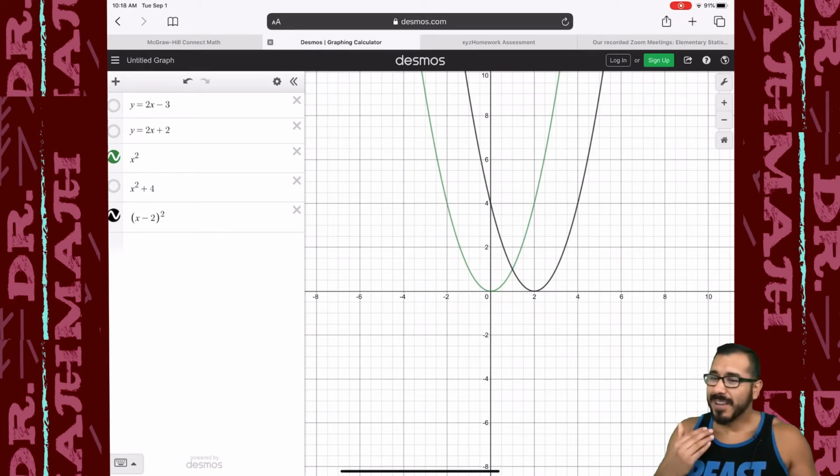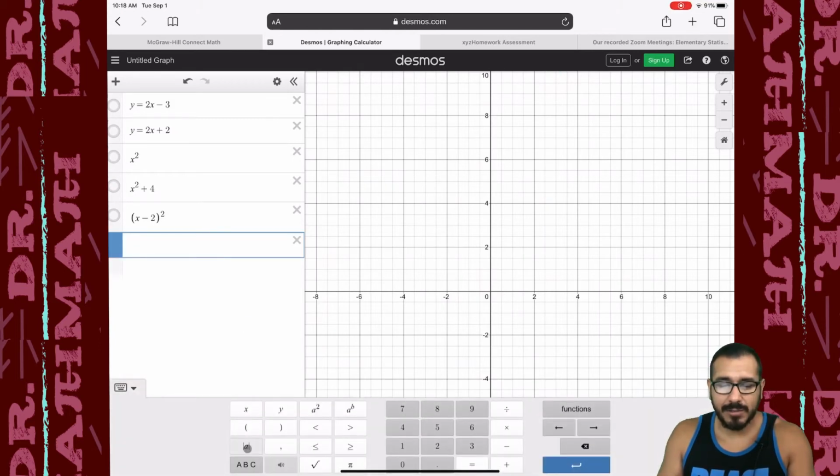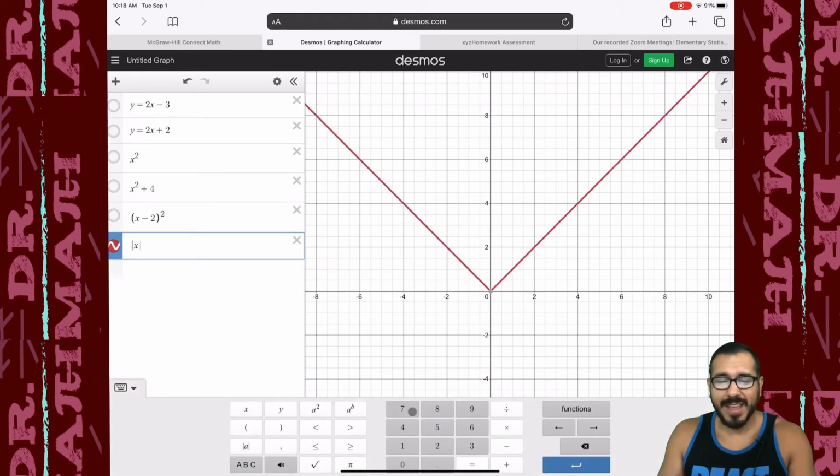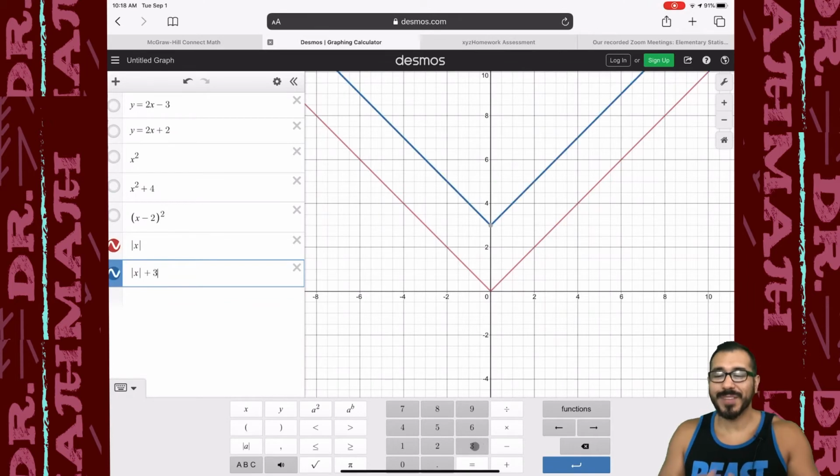So again, very easy to use, but you have to invest some time. You have to play around with it to get comfortable with this program because it's very powerful. Let's go a step further. Let's get rid of these. Let's say you're looking at the absolute value of x, but you wanted to know what happens if I looked at the absolute value of x, and let's say +3. Oh, well, the graph shifted 3 units up.